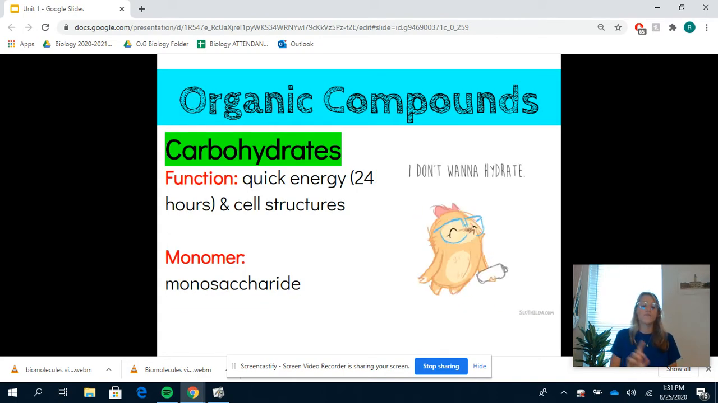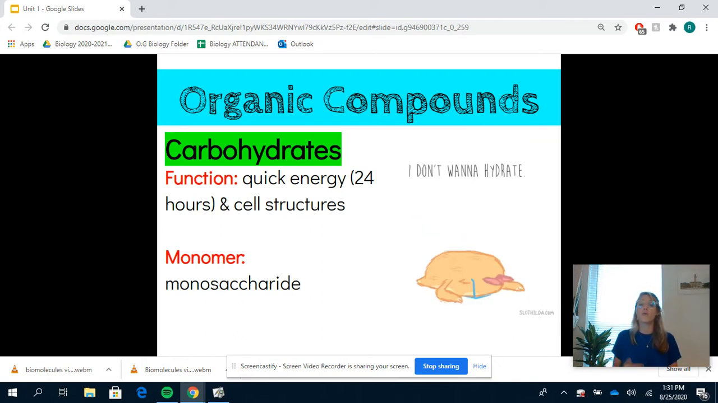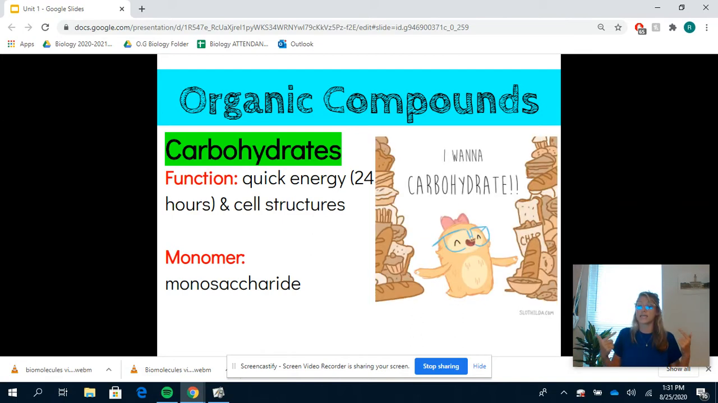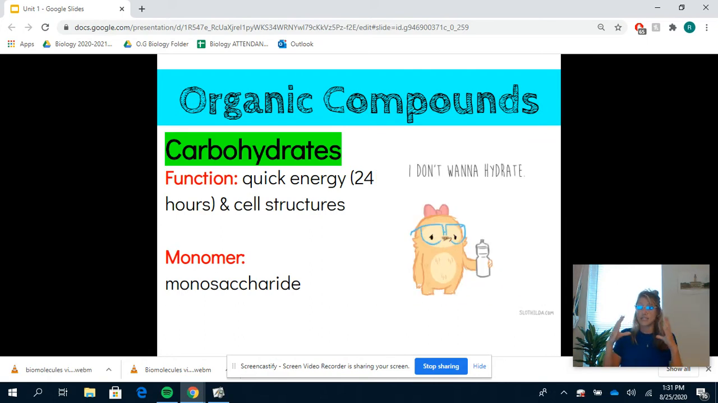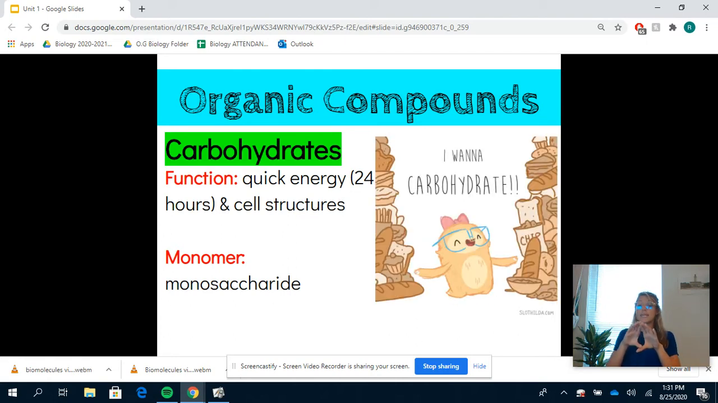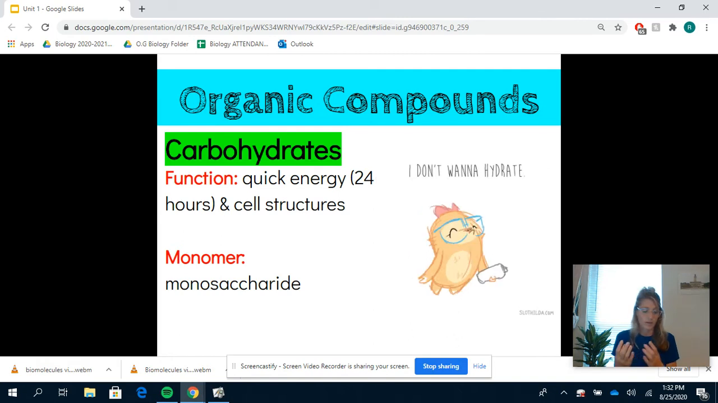All right, so the first type of biological molecule are carbohydrates. The function of carbohydrates is to provide quick energy. When I say quick energy, that means 24 hours. It takes 24 hours for the carbohydrates that you consume to be turned into energy. They also help out with cell structure. So they give the cell structure. Around each cell that makes up a living organism, there are carbohydrates surrounding.